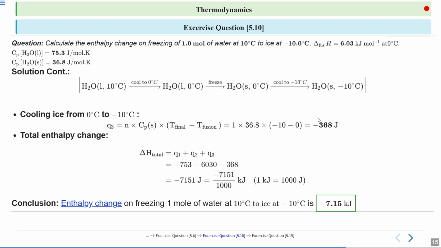Finally, we can write that for the whole process, which is starting from 1 mole of water at 10 degrees Celsius, which is present in the liquid state, you have to convert it into ice, which is at minus 10 degrees Celsius, and it is present in the solid state. The enthalpy change will be minus 7.15 kilojoule per mole. Obviously, it is per mole because it is given in the question.